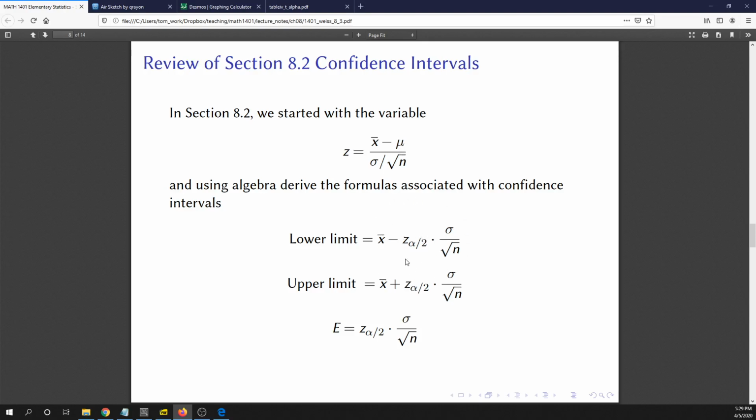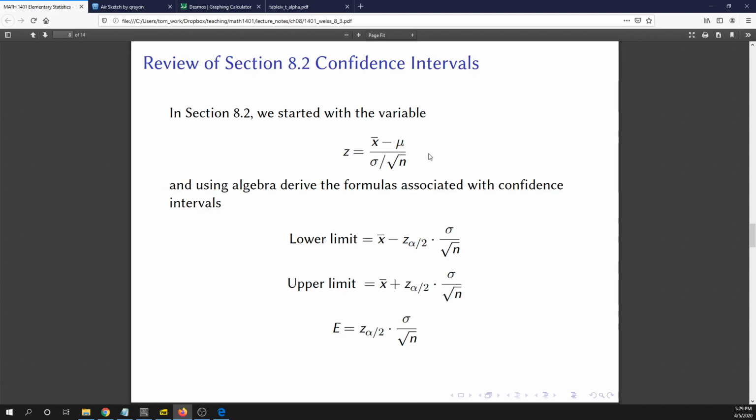And then the question was the value of z of alpha over 2. That was based on the confidence level that we were given for the problem. For alpha over 2, we got that by subtracting the confidence level from 1 and then dividing that result by 2, and that will give us this value here. So these formulas right here came from this formula. And the margin of error was this part here that we were adding and subtracting to the sample mean. That was the situation in 8.2.